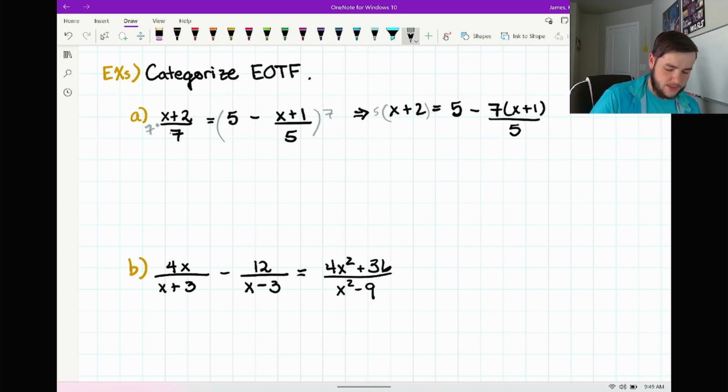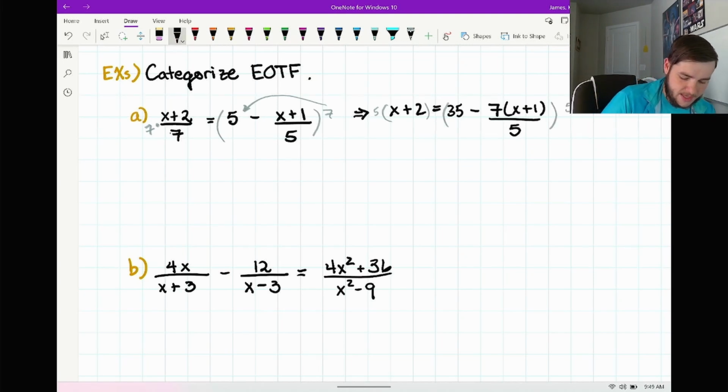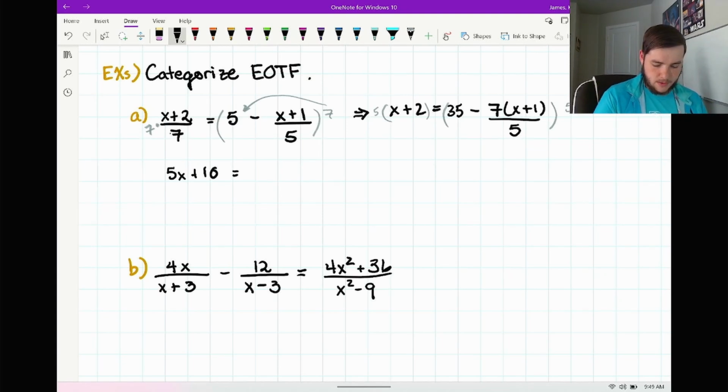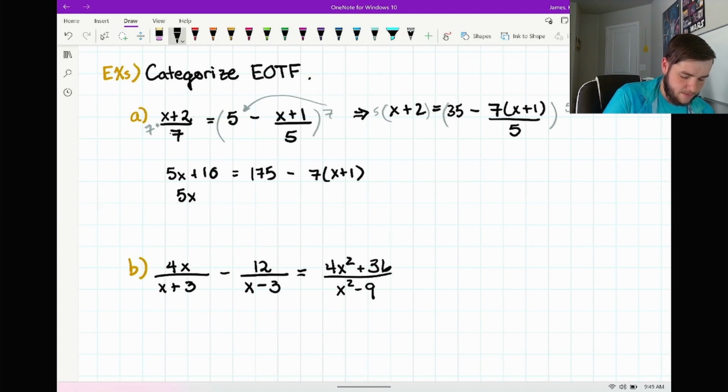I'm going to multiply both sides. Oops, and I missed distributing there. 35. And now I'm going to multiply both sides by 5. On the left-hand side, I will get 5x plus 10 equals 5 times 35 is 175 minus 7 times x plus 1. And now I need to just simplify. Fully simplified on the left side, 5x plus 10. On the right side, I've got some distribution to do, and I get minus 7x minus 7.